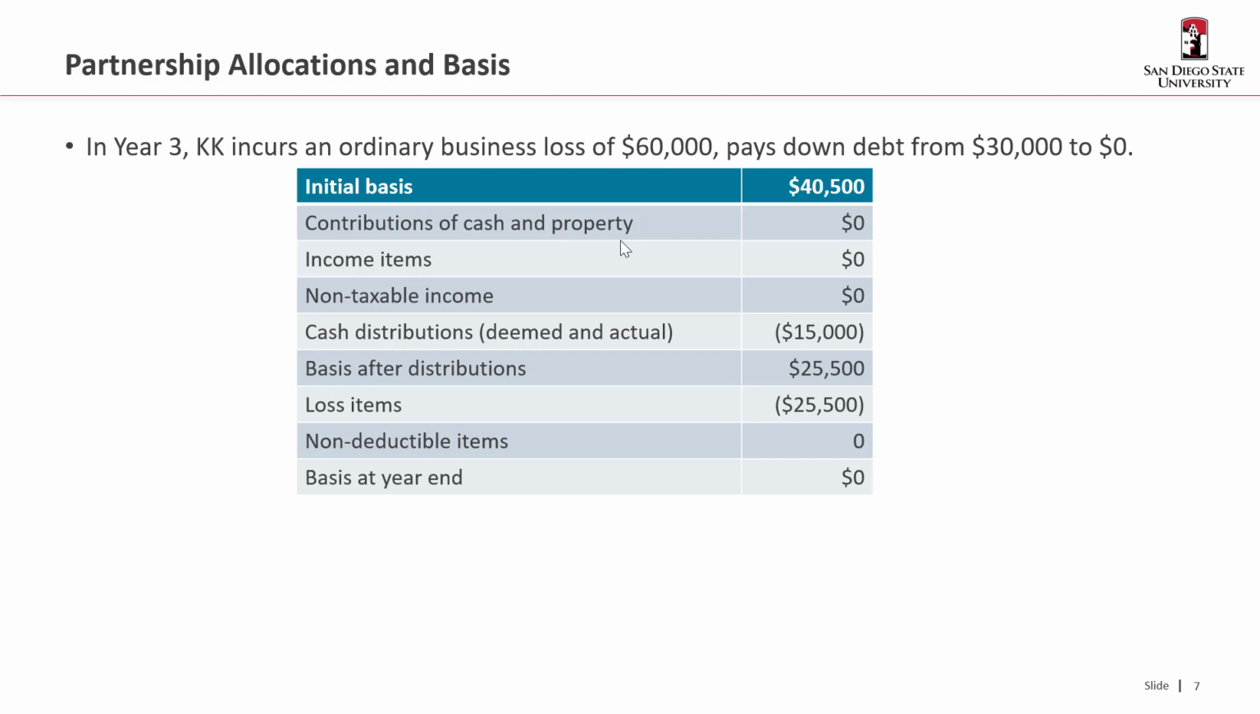And the reason I've inserted that is because SpongeBob's share of the ordinary business loss is $30,000. But that would create negative basis. SpongeBob can't have negative basis. So as a result, the loss item allocated to him is $25,500, which means that the additional $4,500 distribution is in excess of basis and would be treated as a capital gain.